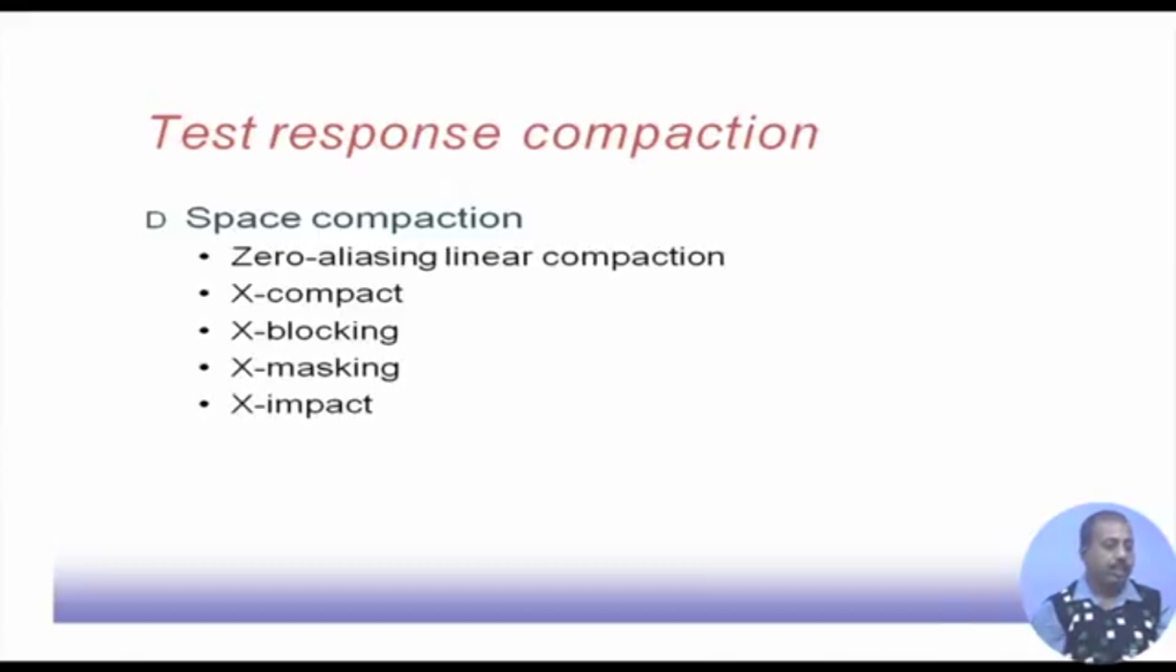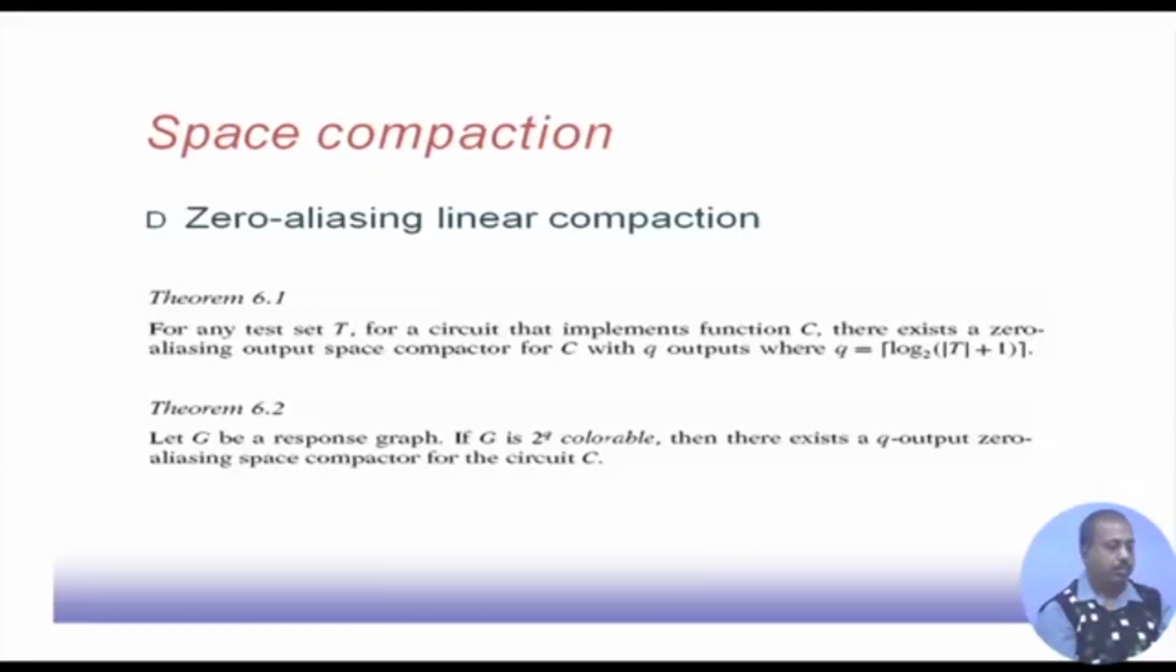Then there are certain other strategies like X compact, X blocking, masking, X impact, etc., that are used for this compaction process. So, for zero aliasing space compaction, linear compaction, there are 2 results. It says that for any test T for a circuit that implements function C, there exists a zero aliasing output space compactor C with Q outputs, where Q is given by log 2 |T| plus 1. So, this is a result.